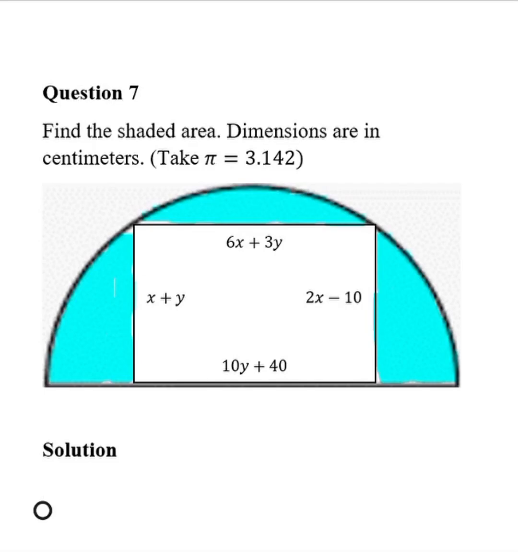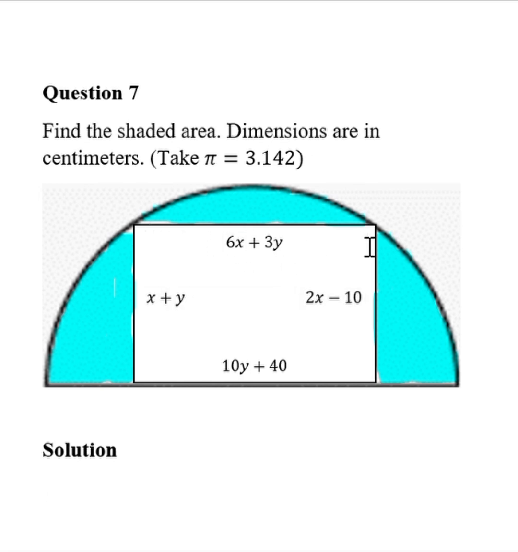We are supposed to find the shaded area. The dimensions are in centimeters, and we are supposed to use 3.142 as our pi. So the first thing we do is to get the measurements of the rectangle, and we can only do that by equating the two opposite sides which are said to be equal.